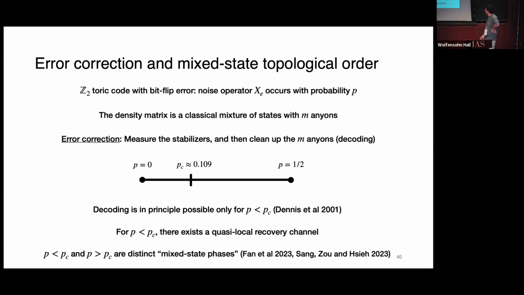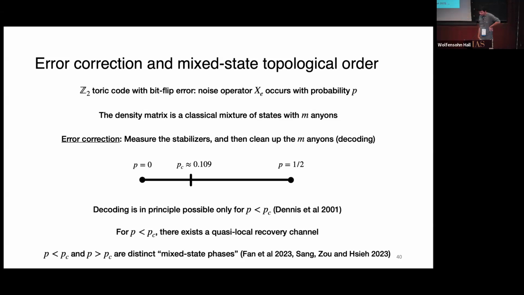Okay. So to summarize this fact in a slightly more formal way, for P below PC, there exists a recovery channel, a quasi-local recovery channel, to bring this state back to the toric code. Essentially, this decoding algorithm gives you such a recovery channel.